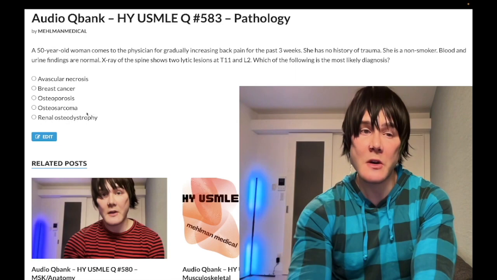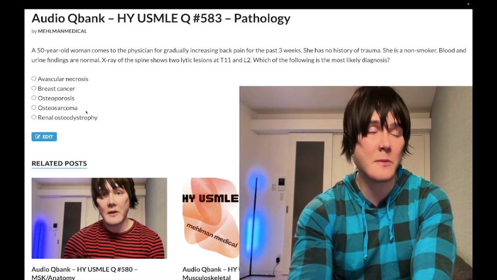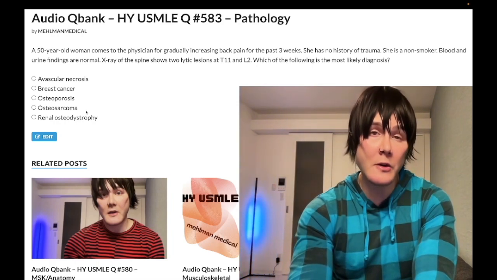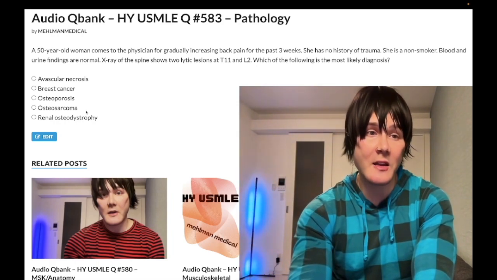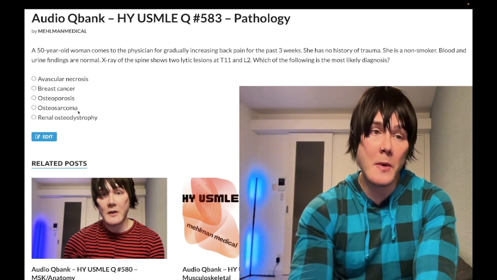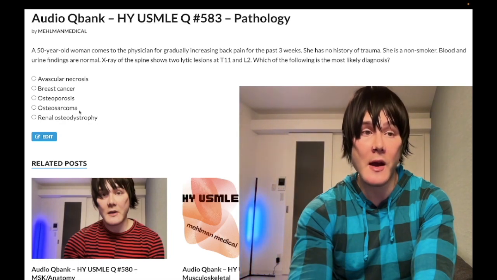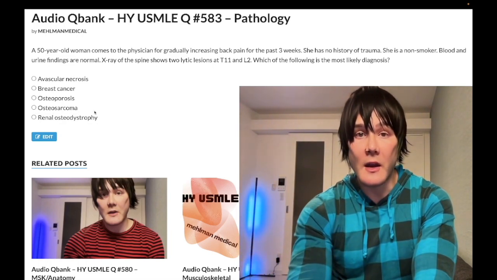You need to know osteosarcoma can also be seen in patients who have congenital retinoblastoma. USMLE loves that. They'll give you a 1-year-old who had an enucleation of the eye. They say, what's the patient at increased risk for later in life? Osteosarcoma. Osteosarcoma is also increased in Paget disease, okay? So be aware of that. Wrong answer.